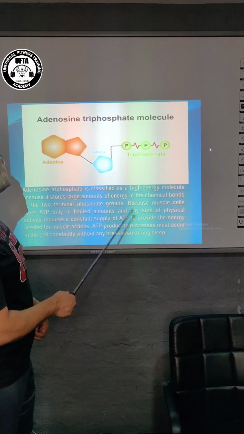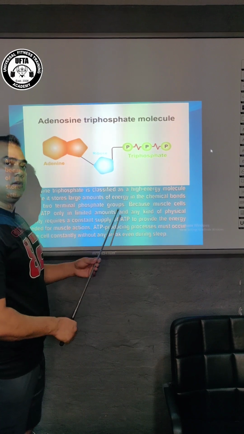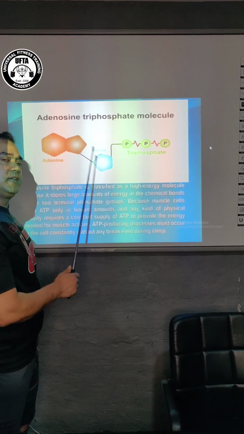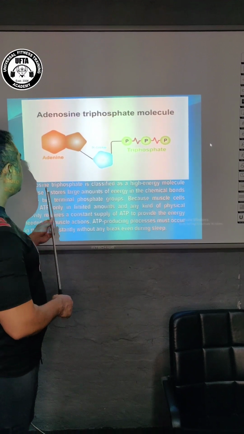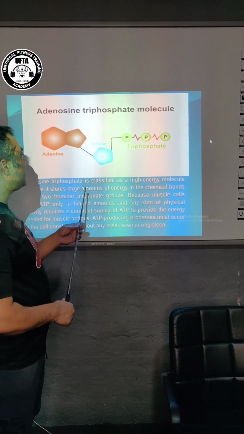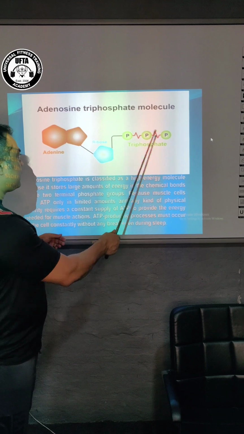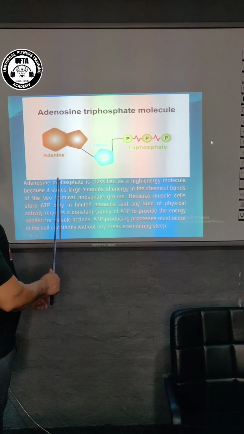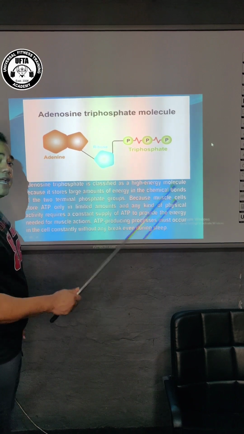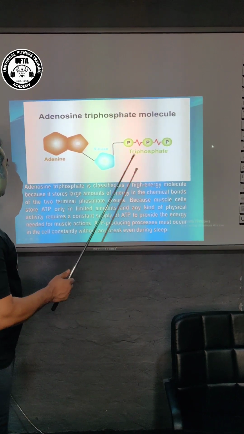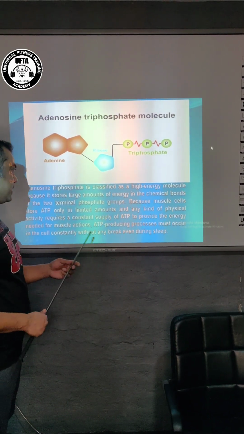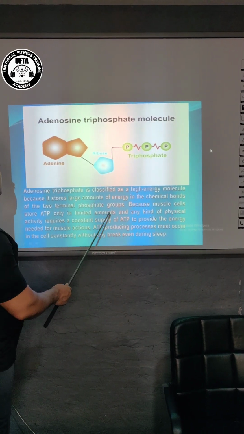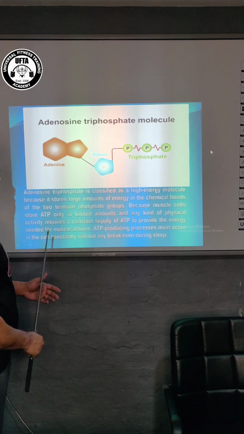So this is the structure of the adenosine triphosphate molecule. Here you can see adenine is a nitrogen base, ribose is a 5-carbon sugar, and triphosphate is 3 phosphate molecules. So adenosine triphosphate is classified as a high energy molecule, which is present in the muscle cell, and it stores a large amount of energy in the chemical bonds of the two terminal phosphate groups.